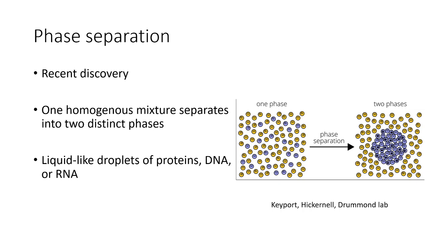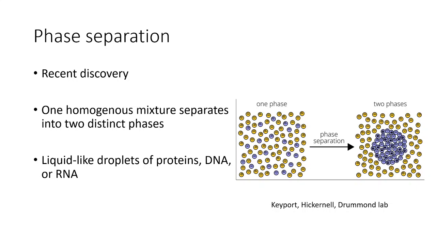Phase separation is actually a very recent discovery in terms of cytoplasmic localization. And this is when one homogeneous mixture separates into two distinct phases. One oversimplified way to think about this is like mixing oil and water. It's a little more complicated in the cell, but that is the basic process.